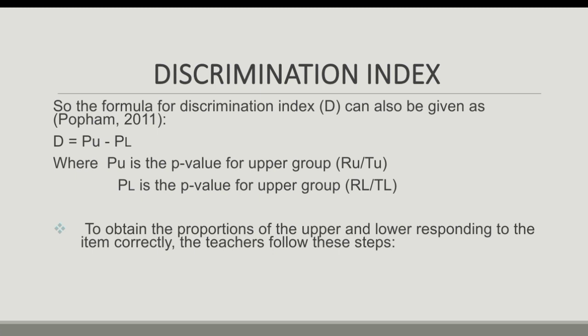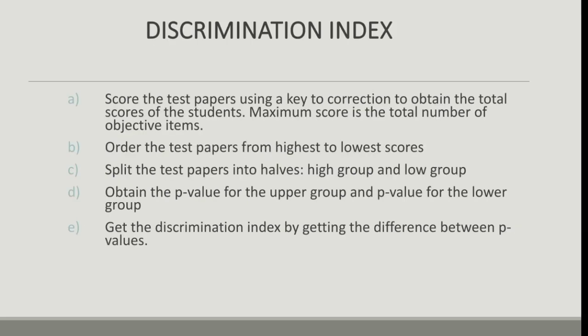To obtain the proportions of the upper and lower groups responding to the item correctly, the teacher follows these steps. Letter A. Score the test papers using a key to correction to obtain the total scores of the students. Maximum score is the total number of objective items. Letter B. Order the test papers from highest to lowest score. Letter C. Split the test papers into halves, high group and low group. For instance, for a class of 50 or fewer students, do a 50-50 split. Take the upper half as the high score group and the lower half as the low group.